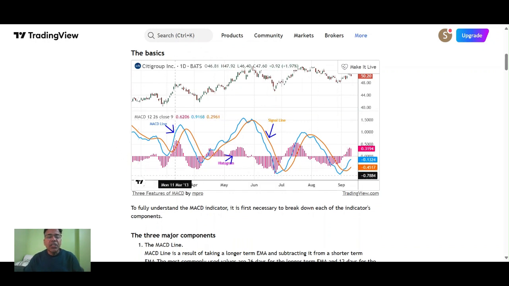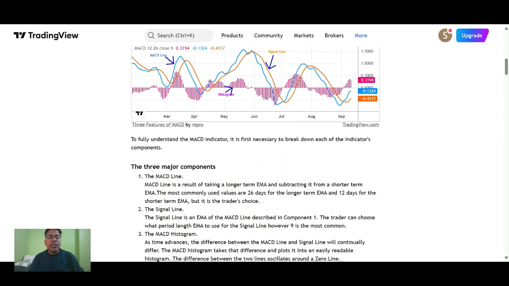Here there are two lines, one is the blue, which is the MACD line, and the orange is the signal line, and this is the histogram. This is the zero line: above the zero is positive and below the zero is negative, positive and negative values, in green and red.